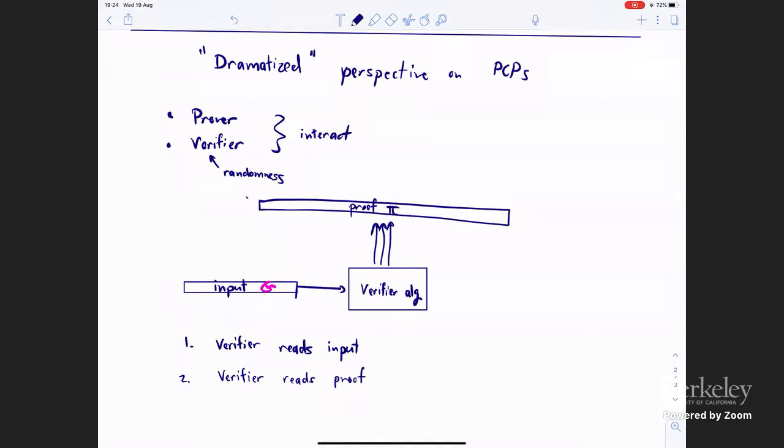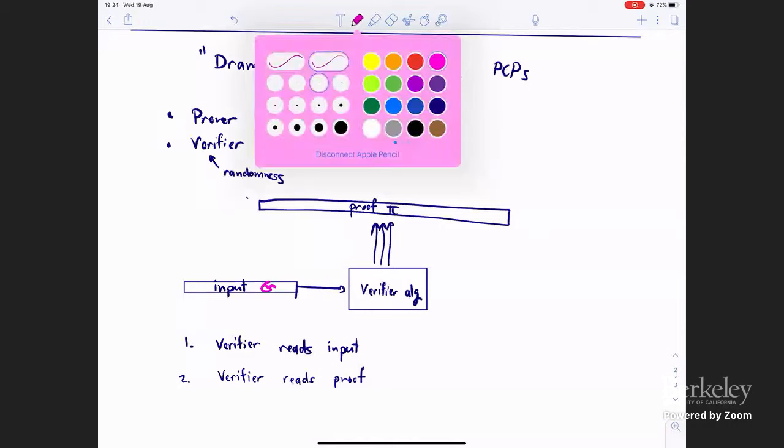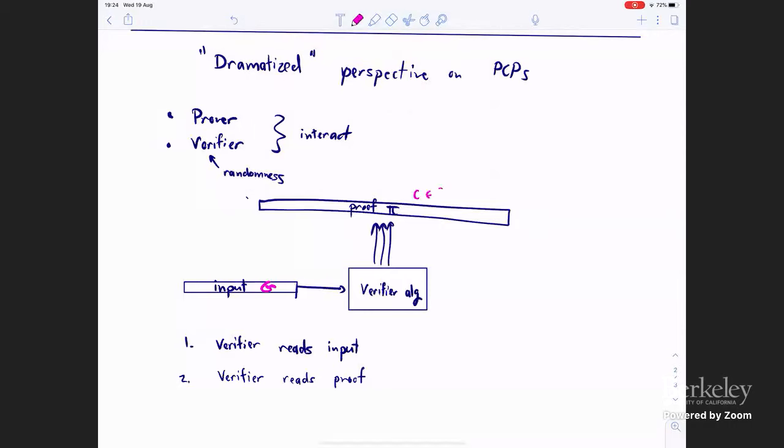So in our case, if it's three coloring, then the proof can be, for example, a string in {0, 1, 2}^V. So it's just a coloring of the vertices. Think of this as a string where every symbol is just a color. This is 1, this is 2, this is 0, this is 0. And these are just the colors of all the vertices. This can be a proof. And then the verifier decides whether to accept or reject. So it computes and outputs yes or no.